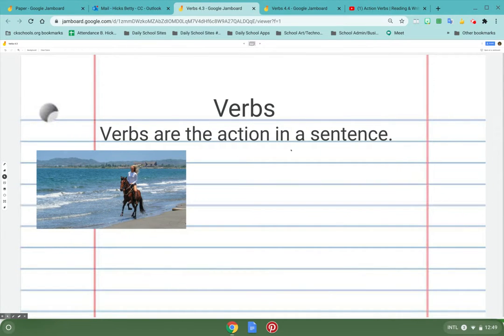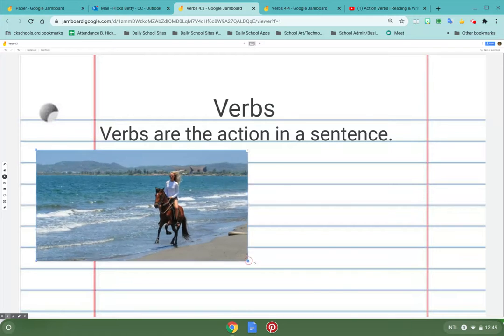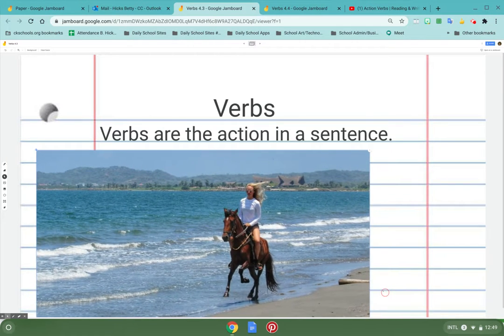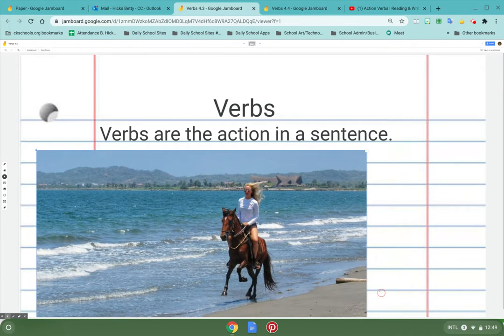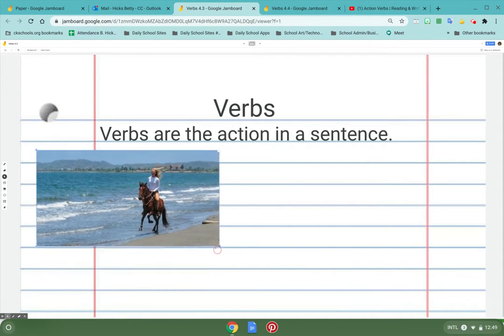All right. Now, remember that verbs are the action in the sentence. So what we're going to do is look at this picture kind of big right now. And we're going to go, okay, what is the subject doing? Well, it looks like a girl. It looks like she's on a horse. What is the horse doing? It's galloping or it's running. But what is she doing? Okay, so then I kind of get my idea.